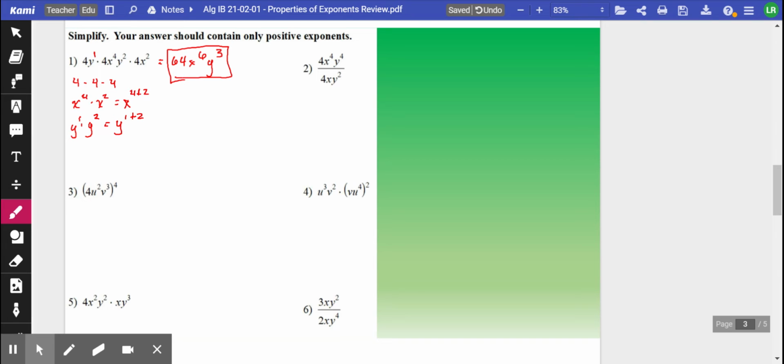Number two is a division problem. So start off with the numbers first. We have 4 over 4. Now 4 over 4, 4 divided by 4, that simplifies to be 1.